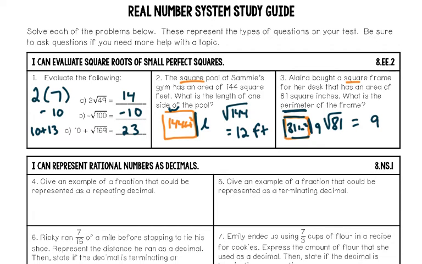Perimeter means all the sides added up. So you can think of this as 9 plus 9 plus 9 plus 9, or you can think of it as 9 times 4, since there's 4 sides. You'll get the same answer, 36 inches.